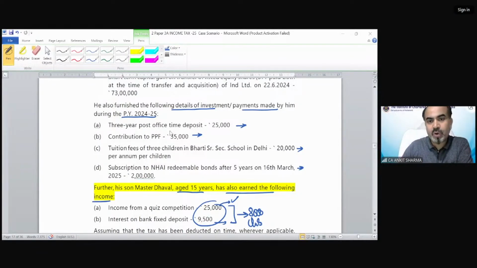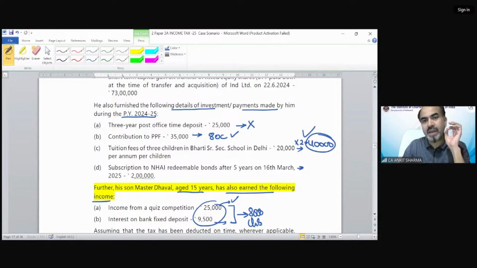So the 3-year post office time deposit would not be eligible because it should be at least a 5-year post office deposit scheme that is eligible for 80C deduction. Contribution to PPF would be eligible, of course, 35,000. And for a maximum of 2 children, we can claim the tuition fee benefit. So per child, it's 20,000 per annum. So for 2 children, the maximum we can claim is 40,000. So this 40 and this 35 is going to be allowed as a 75,000 deduction. This is also not eligible for the purpose of deduction under section 80C.